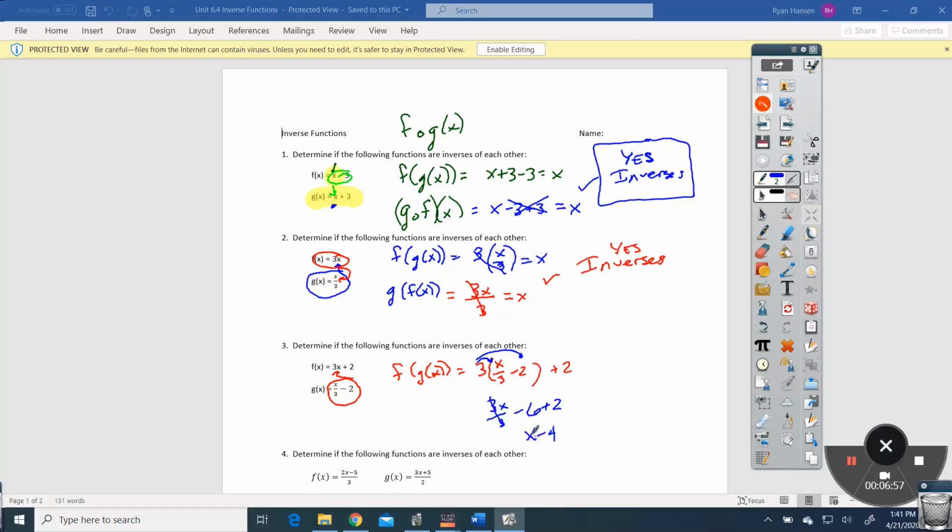Well, that's not equal to x. Okay? If it's not equal to x, there's no way they can be inverses. So I don't even need to do the second one. I can just say no, they are not inverses.